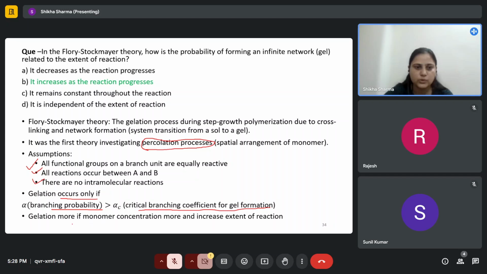Right? And the gel will form more if the monomer concentration is more, and the extent of the reaction will be more, right? When will the gel form? If the monomer or the reactant is more, right? And with an increase in the extent of the reaction, the reaction wants to proceed in the forward direction. So the probability of forming a network or more gel increases when the reaction is in the forward direction and the extent of the reaction is more, right?